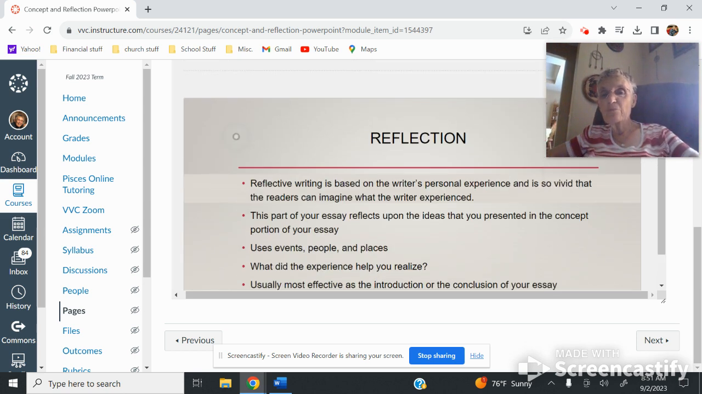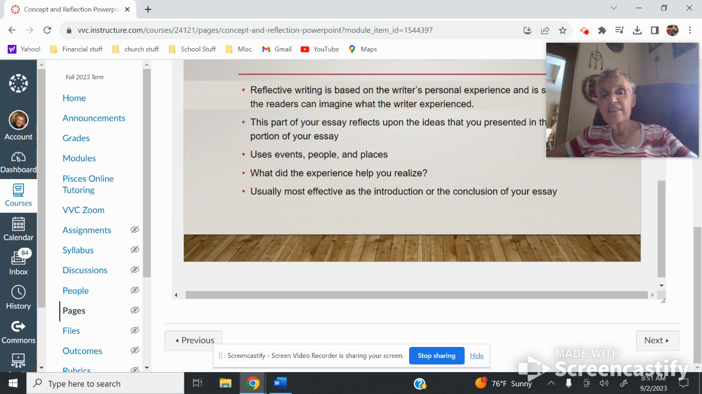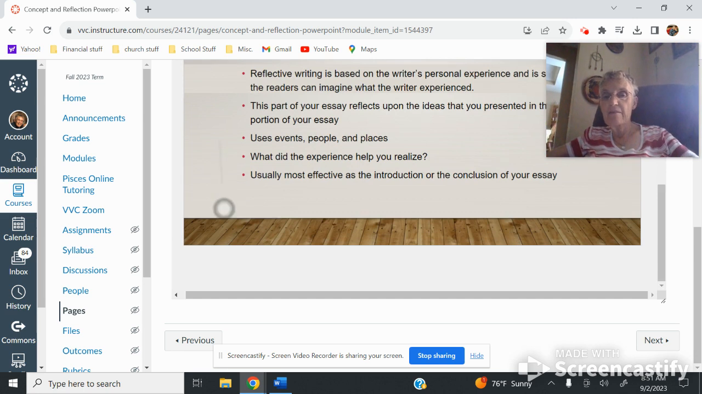Then there's the reflection part of your essay. And this is fun. This is based on your personal experience, and it's so vivid the readers can imagine what the writer experienced. So that's why I said you've got to take a concept, something that you can learn more about, but it's got to be something that is personal to you. This part of the essay reflects upon the ideas you presented in the concept part. It uses people, places, things. What did it help you realize? And it's usually best as the introduction or conclusion, either the introduction to catch our attention or the conclusion to tell you what we should learn from your essay.